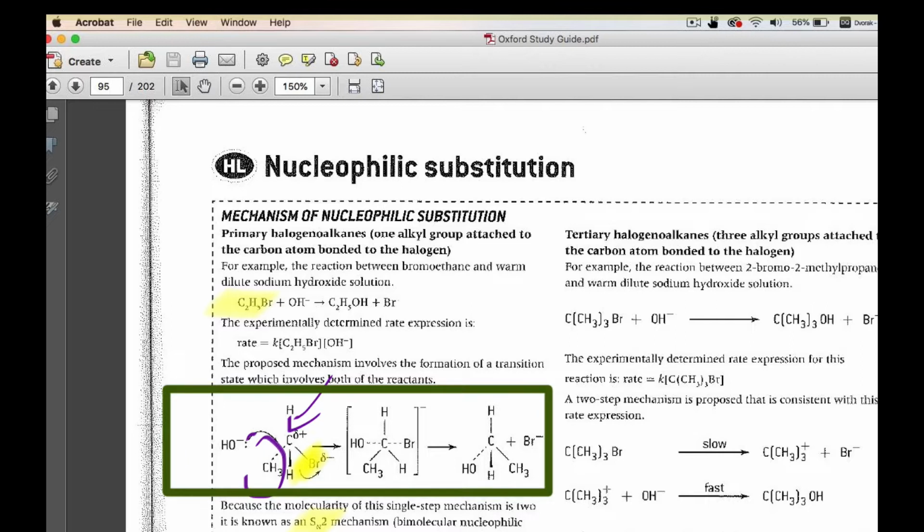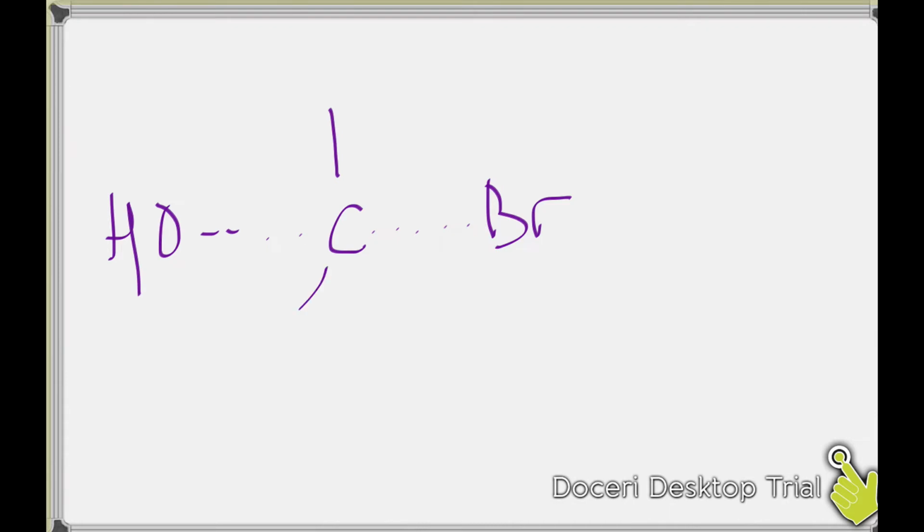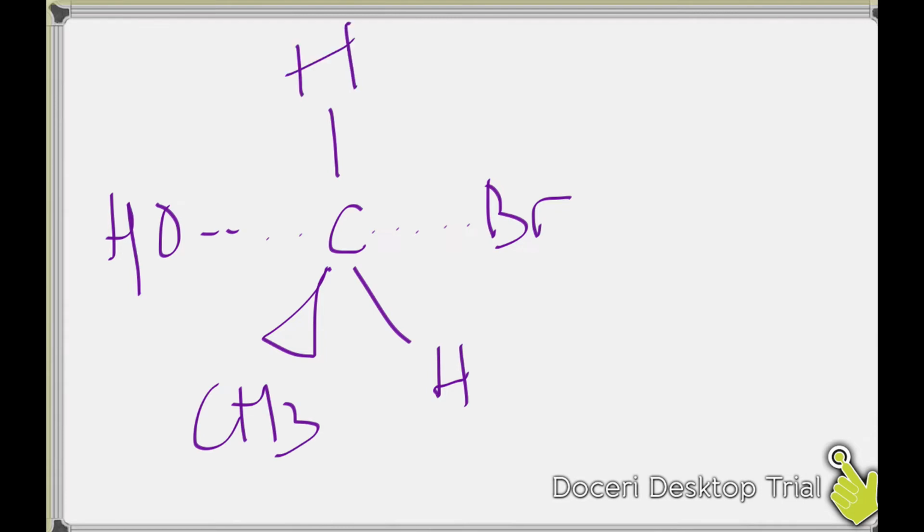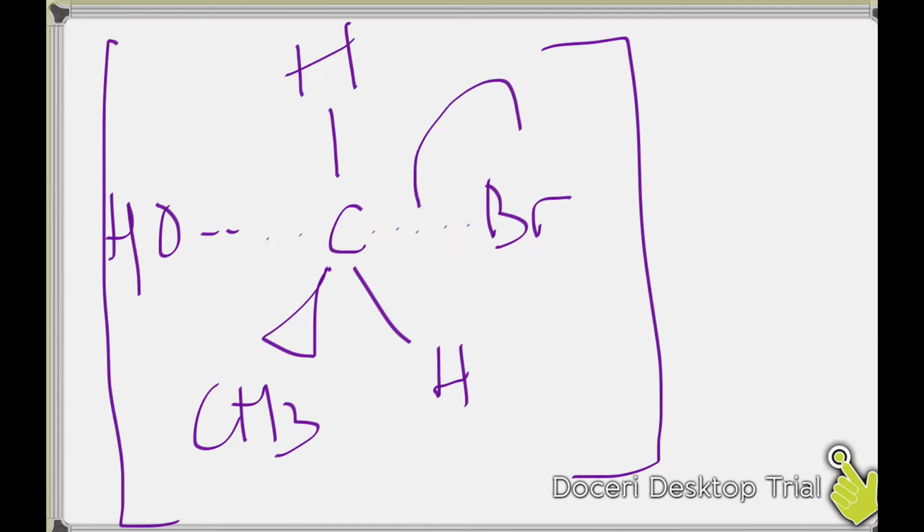What you're looking at in the middle here is a transition state. It's not an extra step. It's the transition state. So what's happening here is you have the carbon, and the bromine is breaking off and the hydroxyl is attaching. And this is our transition state, and these electrons are going towards the bromine, and the electrons from the OH minus are going to be forming the bond.